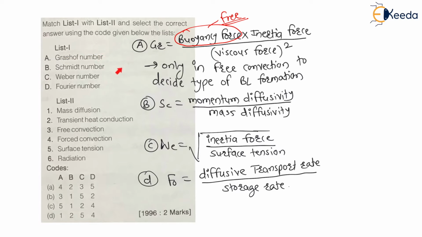Therefore, this Grashof number is only used for free convection. Therefore, here we can say A goes with 3, right?